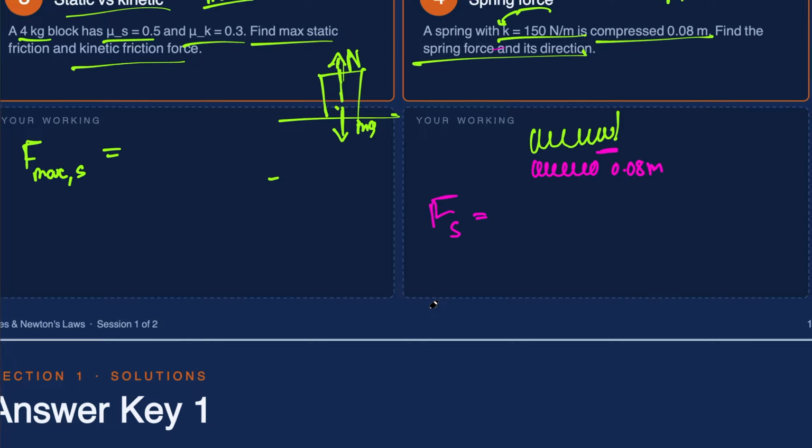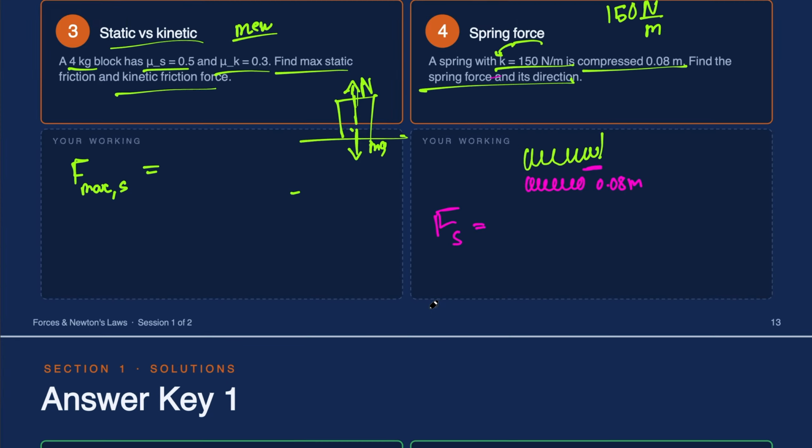150 newtons per meter times the distance, which is 0.08 meters. And I'm assuming you have your calculator with you, right? Because a lot of force calculations require a calculator. So let me boot that up and get back to you. Right, so the meters are going to cancel out here. 150 times 0.08 is 12 newtons.